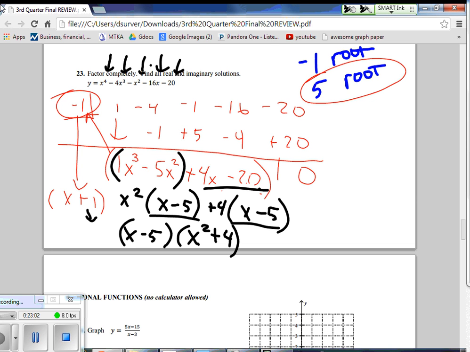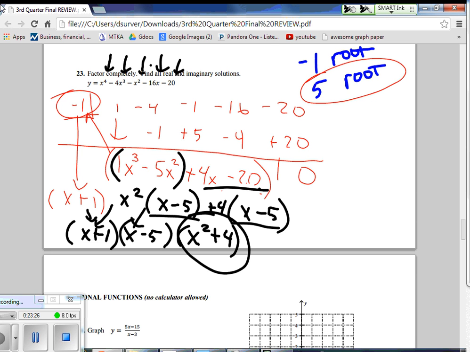And then don't forget to bring these down. X plus 1. That's how you work out that kind. Now, do I have some real roots? Yup. -1 and 5. That's going to be imaginary because as soon as you set it equal to 0, you'll end up with x squared equals -4. You have to do square root of a negative. Hopefully you can handle that from the practice one I showed you before.